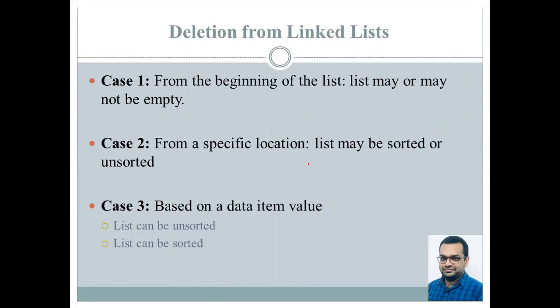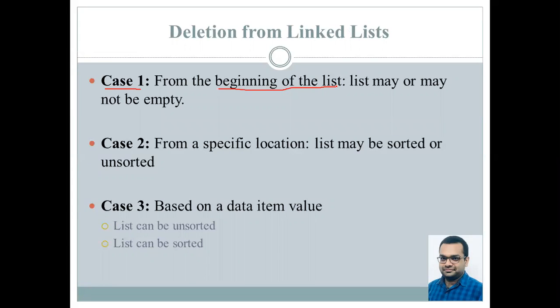So let's see. Whenever we have to perform deletion from a linked list, these following cases may arise. Case 1 pertains to whenever I have to delete a node from the beginning of the linked list. That is, the node to be deleted is the first node. The list may or may not be empty. We'll see both these cases.